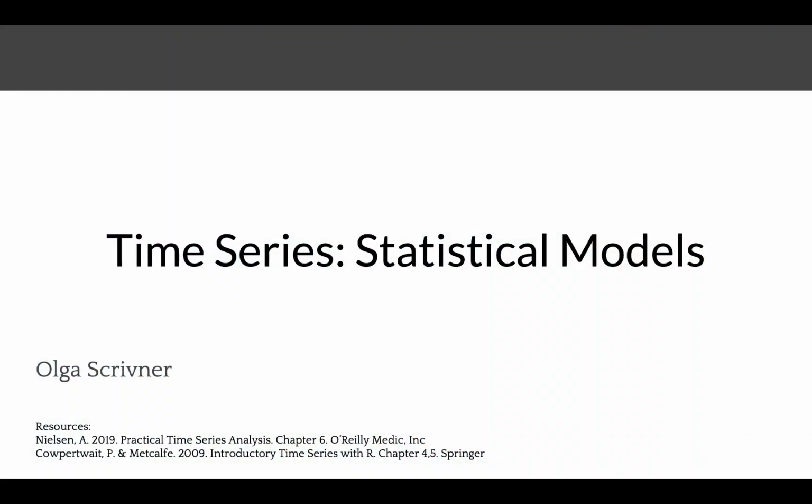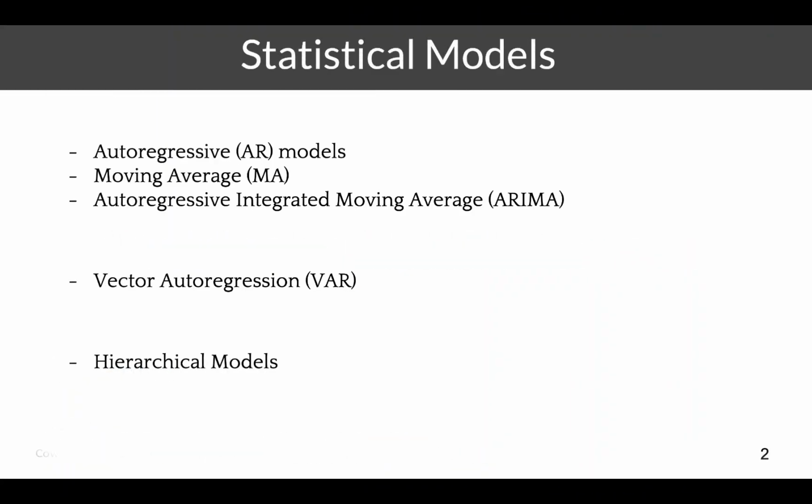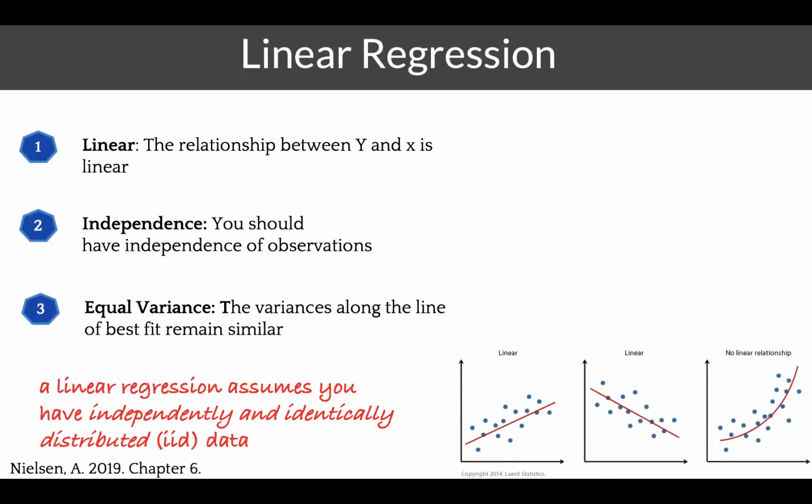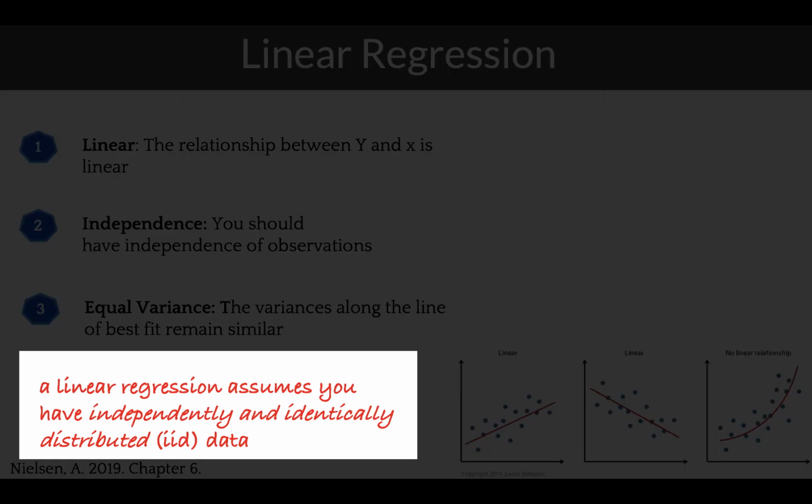There are several statistical models for time series data: autoregressive (AR) model, moving average (MA), autoregressive integrated moving average (ARIMA), also vector autoregression, and hierarchical model. While they are all related to linear regression, this model is specific to time series data. You should all be familiar with linear regression and its main assumptions. Linear regression assumes you have independently and identically distributed data.